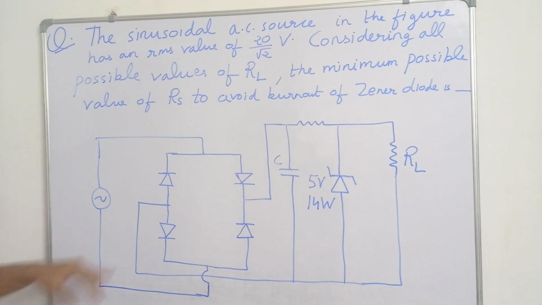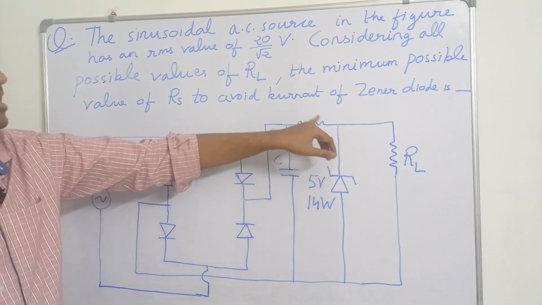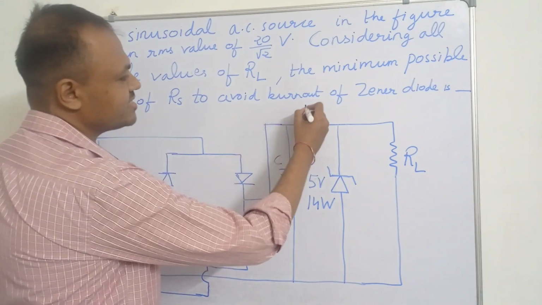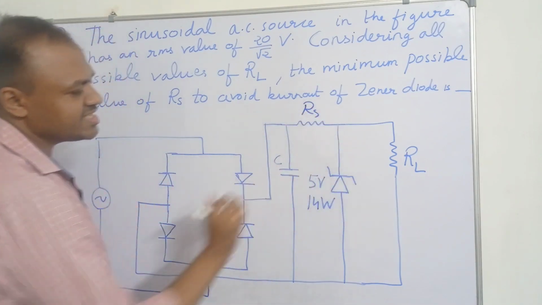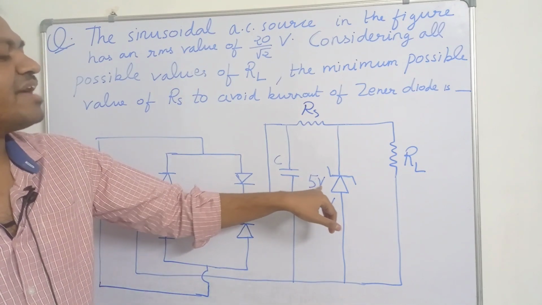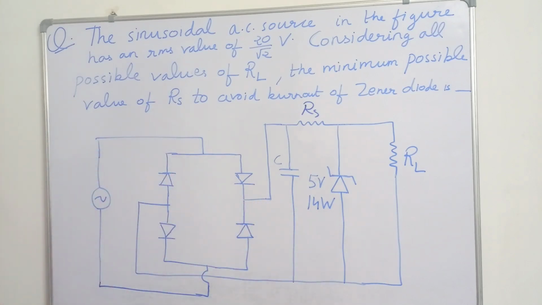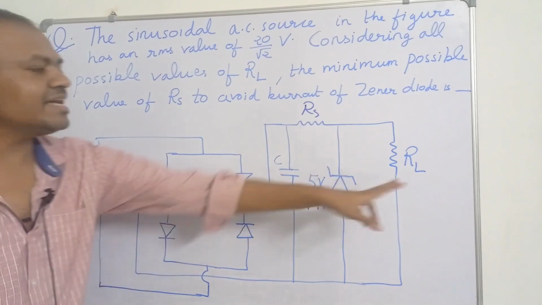So you can see there are 4 diodes connected here. This is the capacitor, this is resistance Rs, this is the Zener diode. The Zener voltage is 5 volt and the power dissipation is given as 14 watt. This is your input source, this is the load resistance.